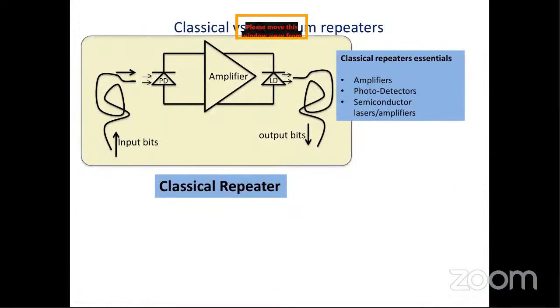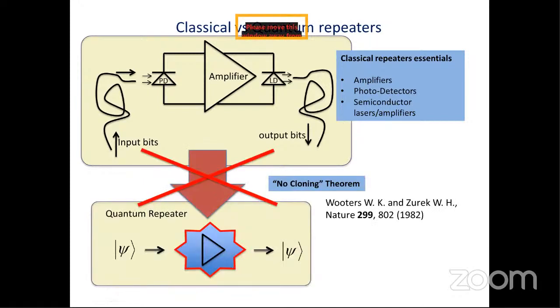Now, in a classical repeater, it's simple. You have amplifiers, photodetectors, and lasers. You have your input bits, you put them on a photodiode, add an amplifier, and again have a laser diode, which amplifies the attenuated signal and transports it over the fiber. So these are your classical repeaters. You cannot do the same thing in quantum mechanics because of the no-cloning theorem. You cannot transport a quantum mechanical state by copying it. That's not possible in quantum mechanics.